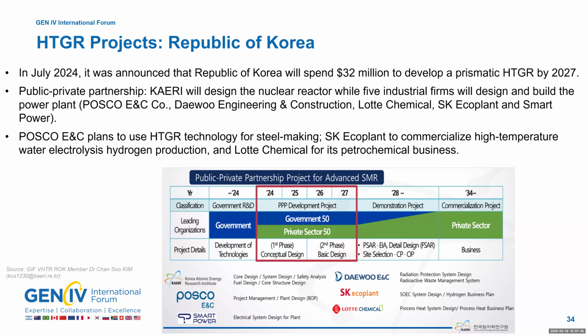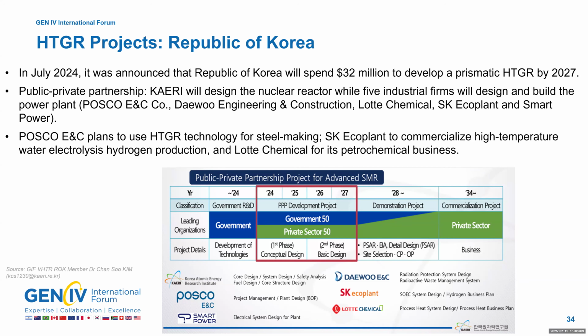The Republic of Korea also announced in, I think, July 2024, in summer last year, that they allocated some funding to develop a prismatic design by 2027. This is a great example of public-private partnerships. We have something similar here in the US between the US DOE and private companies as well, where funding flows in a joint manner. So in this case, KAERI will design the nuclear reactor itself, while the 5 industrial partners will do the balance of plant and the application side.